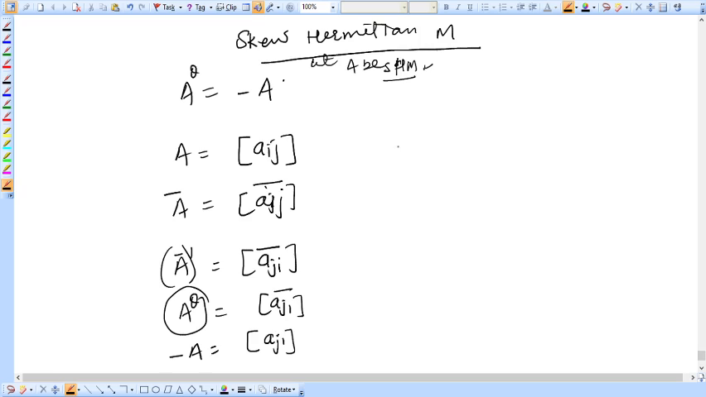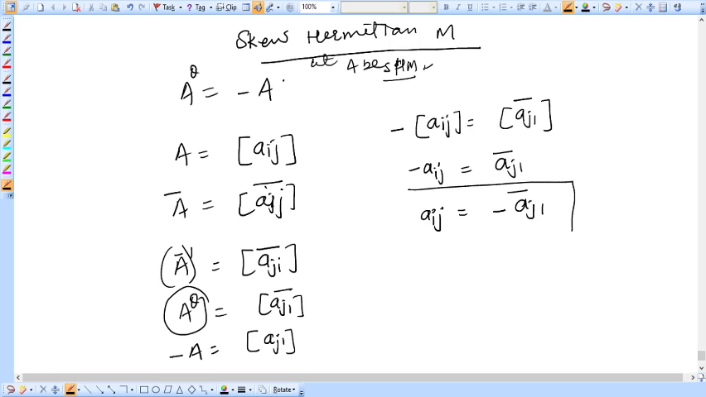So minus A is equal to aji bar. Now next, you see A is equal to aij is equal to aji bar. Okay, you can take it inside, and then on comparing you come to know that minus aij is equal to aji bar. If you take a minus sign to the other side, it becomes aij is equal to minus aji bar. So this is the property of skew Hermitian matrix, that in skew Hermitian matrix aij is equal to minus aji bar. And when it was a Hermitian matrix, aij was equal to aji bar, right? Minus was not there.